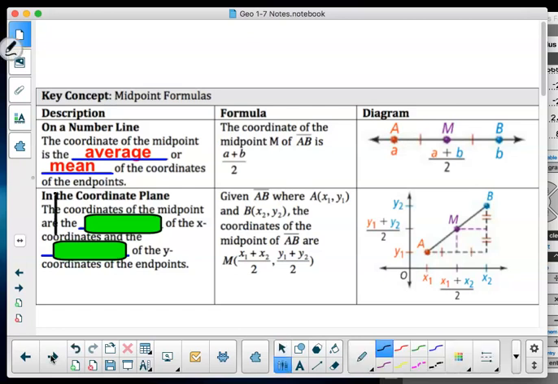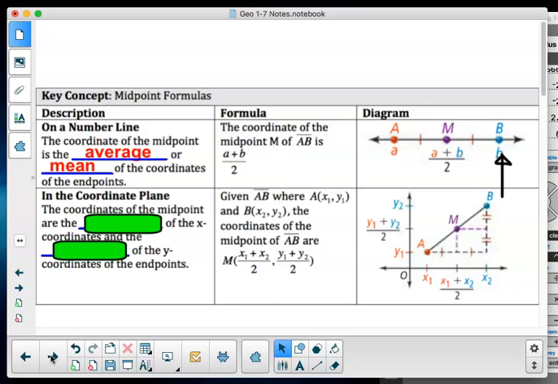So what we've got going on here is, on a number line, the coordinate of the midpoint is the average or the mean of the coordinates of the endpoints. So we are just adding our two endpoints together and dividing by 2. That's what we did in section 1-3. We talked about that coordinate. The endpoints are added together and we find their average.